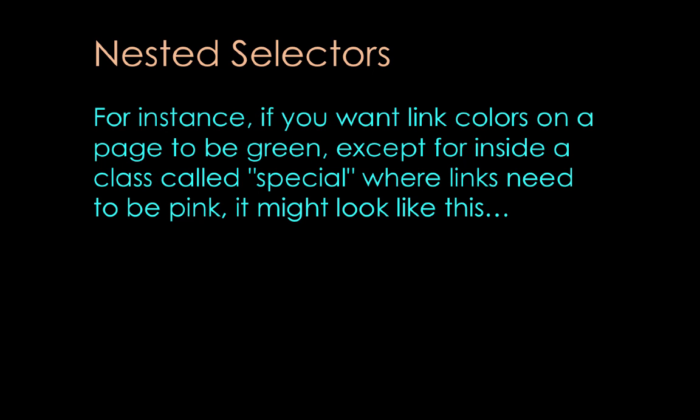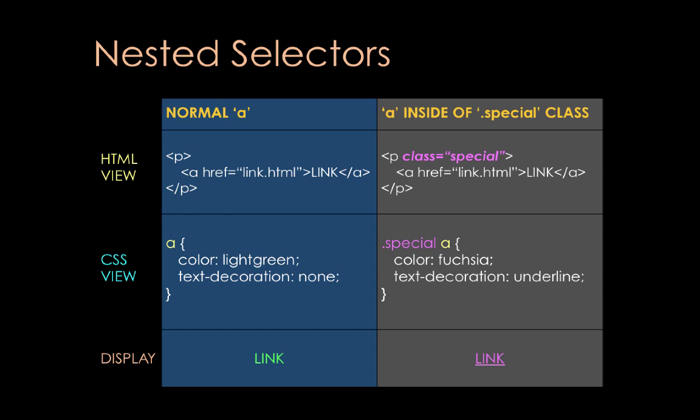For instance, if you want to link colors on a page to be green, except for maybe inside of a class that's called special where links need to be pink, it might look something like this. And let's look at this table here and let's talk about what we've got. So if you look up here where it says normal A, that'd be like a normal anchor link. So if you look down, that would be the normal anchor link instance. Whereas if you looked at an A tag that was inside of a special class, that would be this second vertical column.